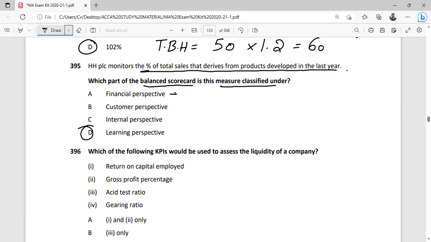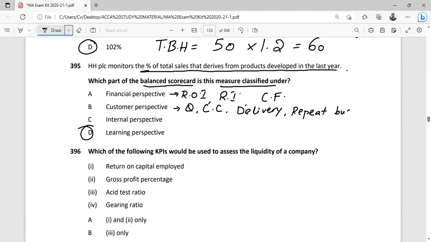Financial perspective focuses on return on investment. It focuses on residual income. It focuses on cash flow. Customer perspective focuses on quality. It focuses on customer complaints. It focuses on timely delivery of goods. It focuses on repeat business. It focuses on new customers.